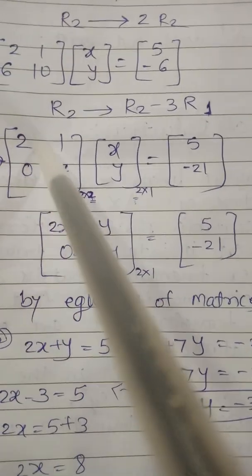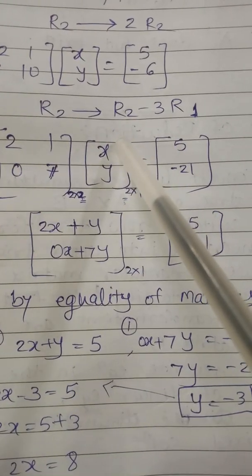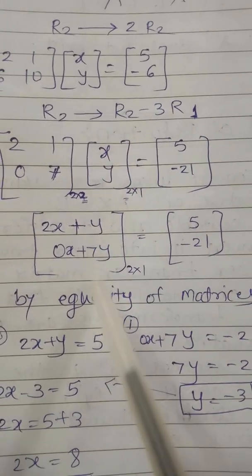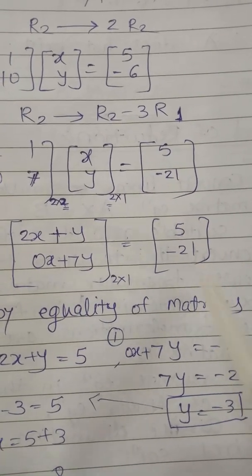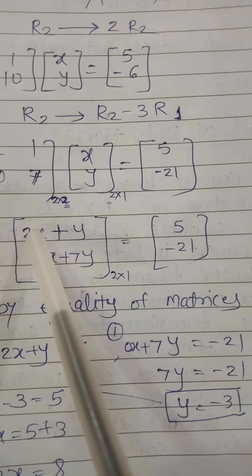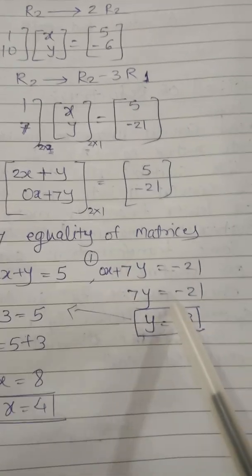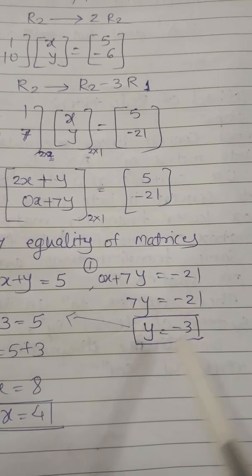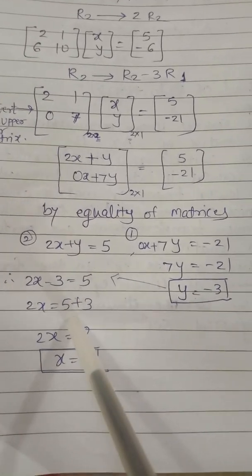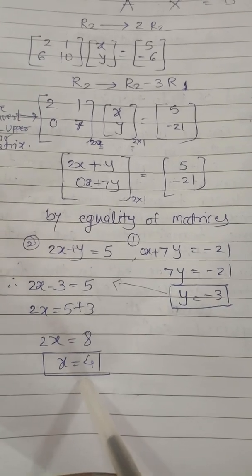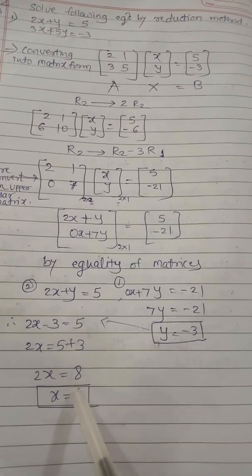How to take the product: 2 into x plus 1 into y, and the second one is 0x plus 7y. There is no need to write 0x, you can only write 7y, and the remaining matrix is 5 and -21. By equating these two matrices we get 2x + y = 5 and 0x + 7y = -21, that is 7y = -21. So y = -3. Now we put this value in the first equation, and by putting this we get x = 4.